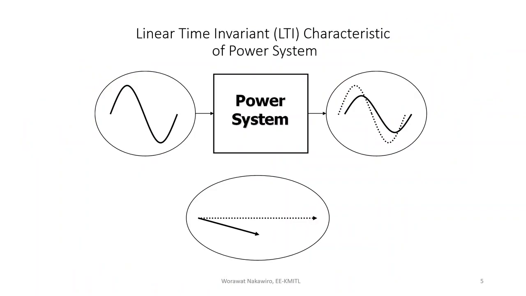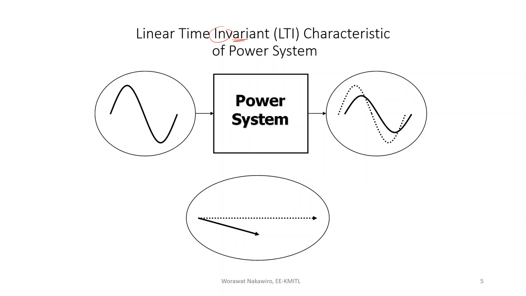When we analyze the power system, we use the characteristic called a linear time invariant system. You may have learned this in your signals and systems class, but to wrap up, the term LTI is used in electrical engineering because time invariant means that it doesn't vary with time, and the system is linear. So the function that describes the system doesn't change with time, and the system itself is linear.